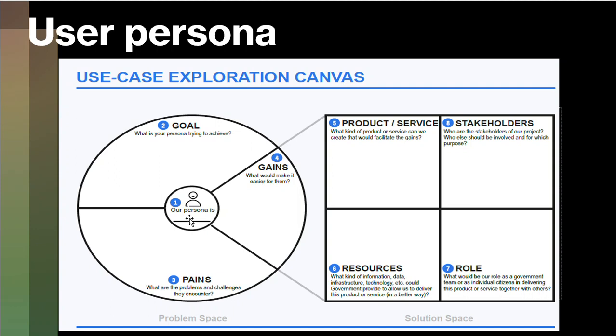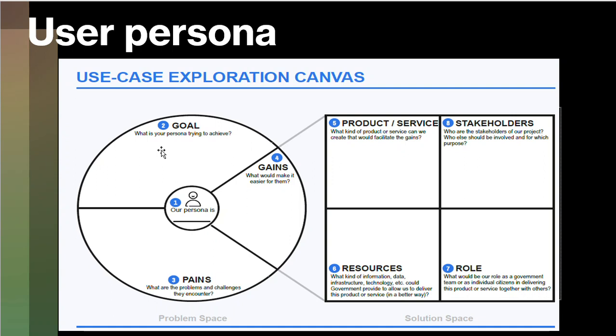All right. Let's say I take one example. Let's say student, Sarah, for example, a final year student. Then number two, the goal. What is your persona trying to achieve? Maybe we can say that Sarah is going to complete her study in a Bachelor's degree.